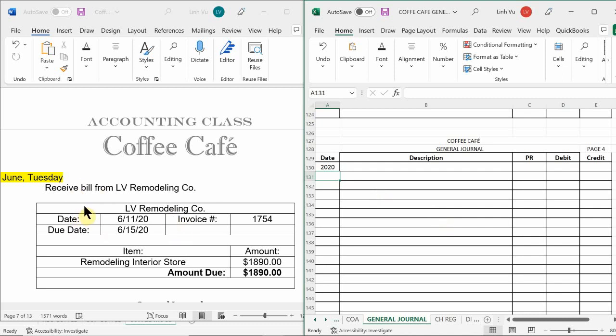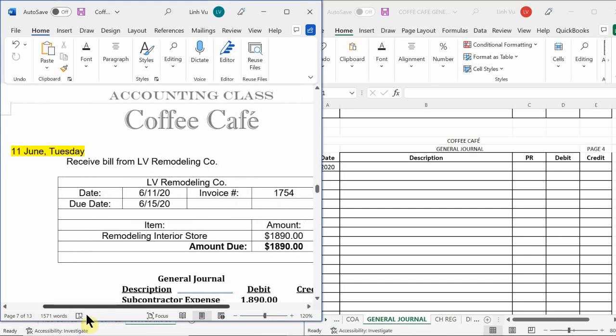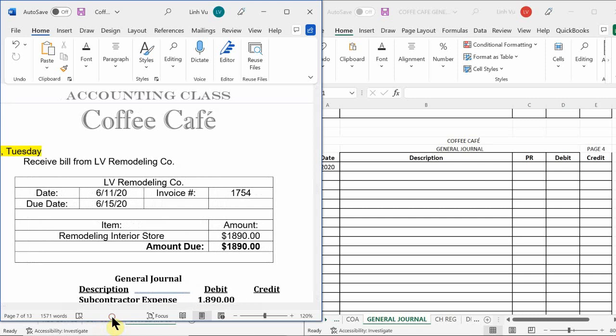On Tuesday, June 11, we received a bill from LV Remodeling Company. Let's take a look at it. We got invoice number 1754. The date was June 11, and the due date is going to be June 15. The item they billed us for was the remodeling of the interior for the store, and they charged us $18.90.